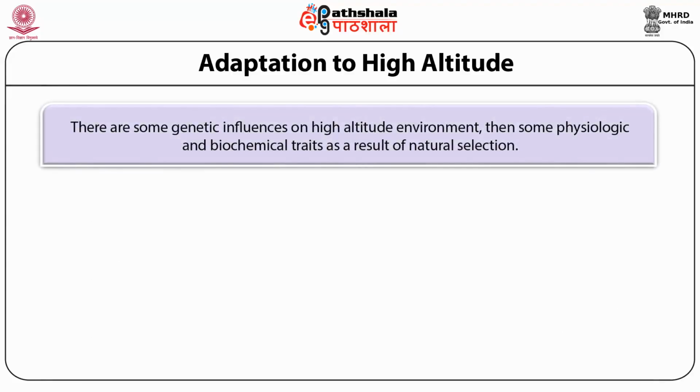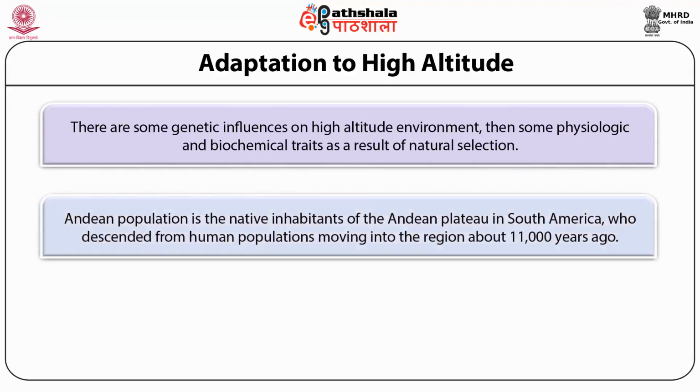There are some genetic influences on the high altitude environment, then some physiological and biological traits as a result of natural selection. As can be seen from the genetic makeup of the respiratory component, the Tibetan and Andean populations are significantly different. The Andean population are native inhabitants of the Andean Plateau in South America, who descended from human populations moving into the region about 11,000 years ago.